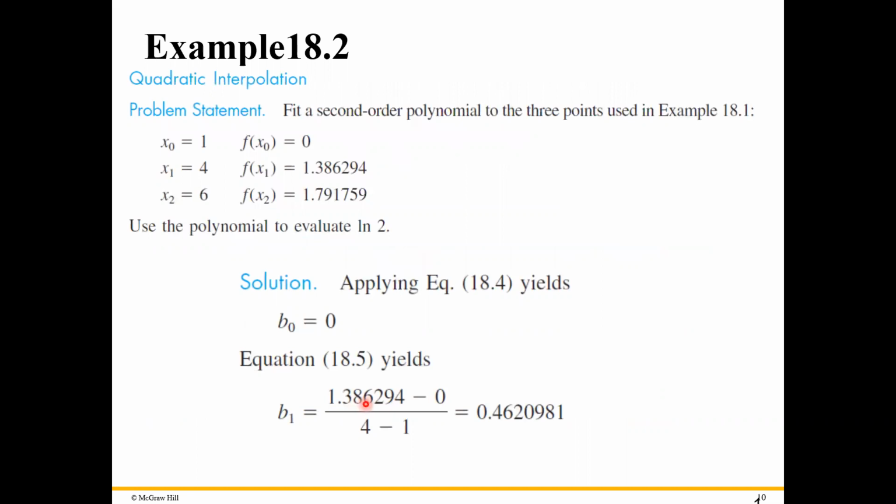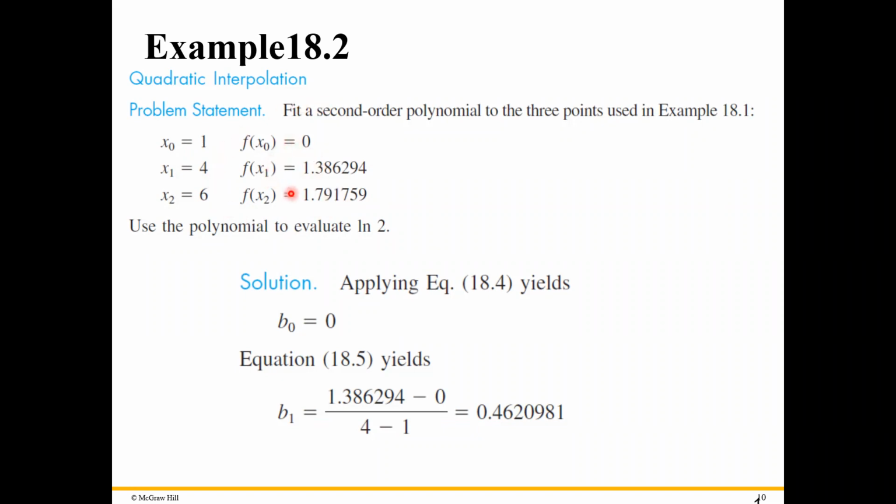Okay, so let's look at this with the help of an example. Example 18.2, quadratic interpolation. Fit a second order polynomial to the three points used in example 18.1. Remember that in example 18.1, we tried to interpolate the value of log of 2 from the given values of log of 1 and log of 6, or log of 1 and log of 4. Anyway, in this case we now have three given values: log of 1, which is 0, log of 4, which is 1.386, and log of 6, which is 1.792.